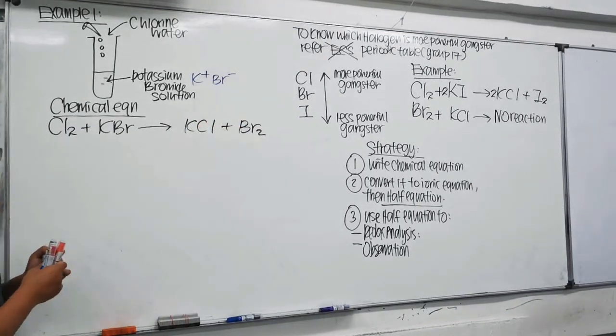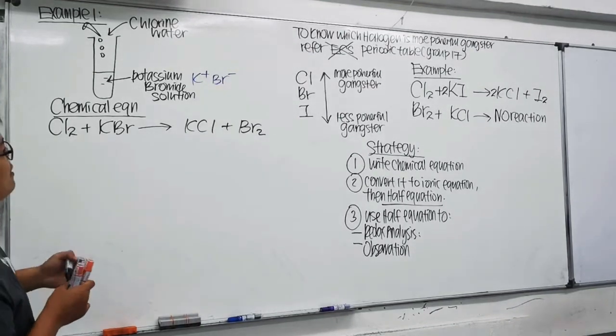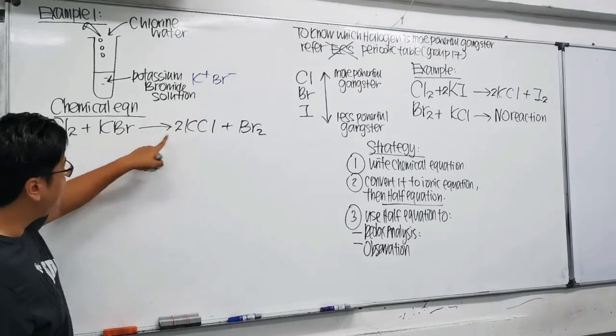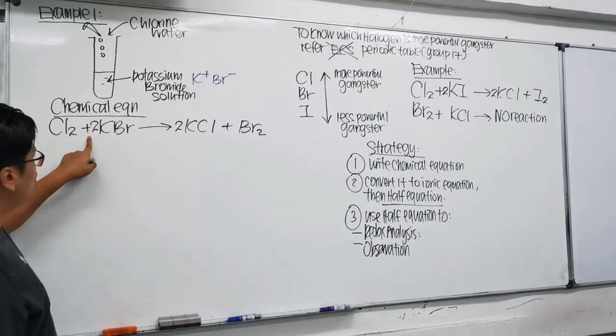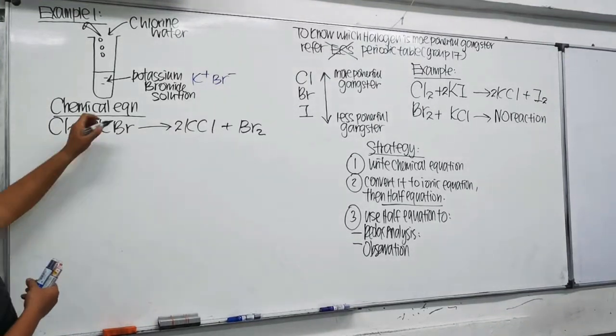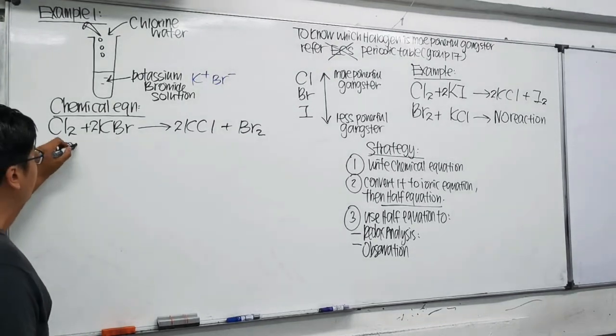Understand? When you write a chemical equation, it's a must to make it balance. So let's balance it. 2 chlorine, 1 chlorine, put a 2. 2 potassium, 1 potassium, put a 2. 2 bromine, 2 bromine. It's good. Clear? Okay, now after you get the chemical equation, let's make it into an ionic equation.